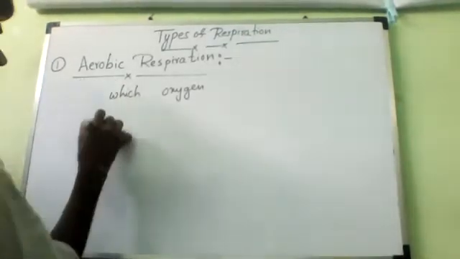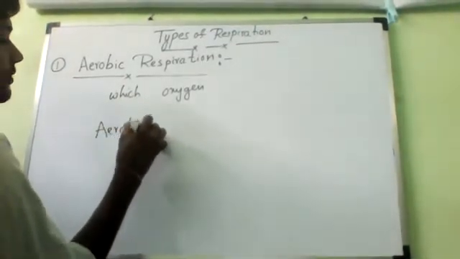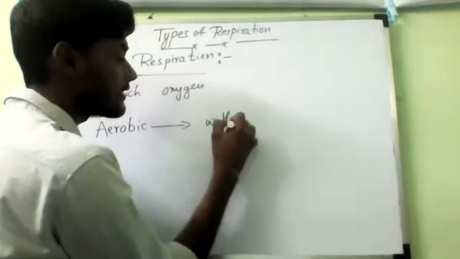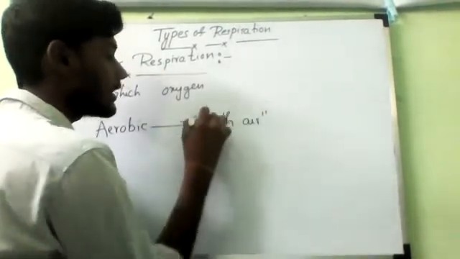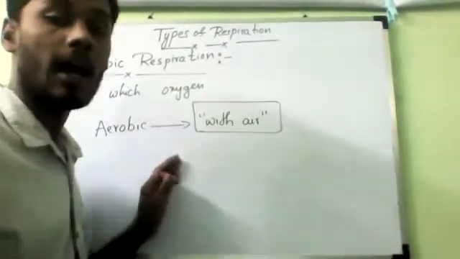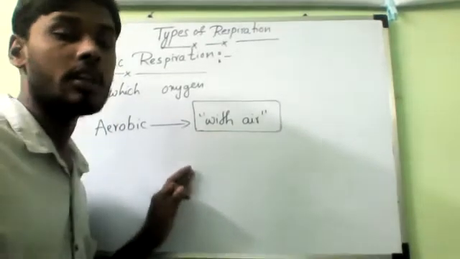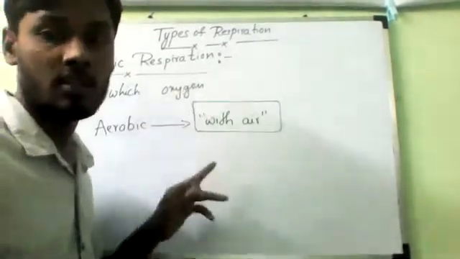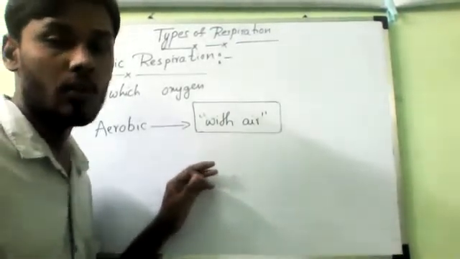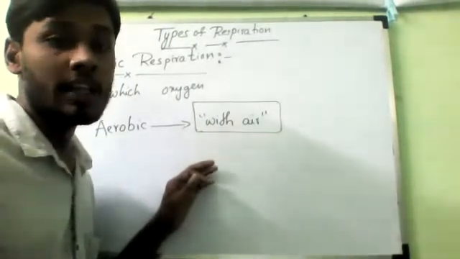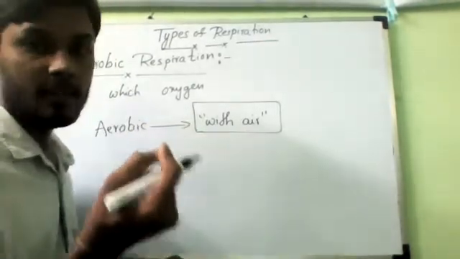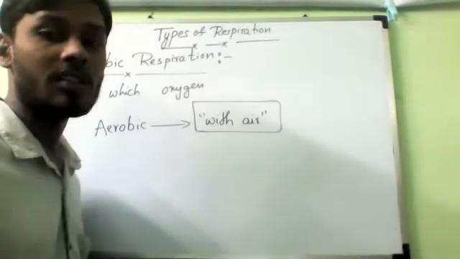What is the meaning of aerobic? Aerobic means with air. So whatever respiration takes place with the help of air, meaning air which contains oxygen, is called aerobic respiration. In this aerobic respiration, the glucose food that is digested is completely broken down into carbon dioxide and water by the oxidation process.